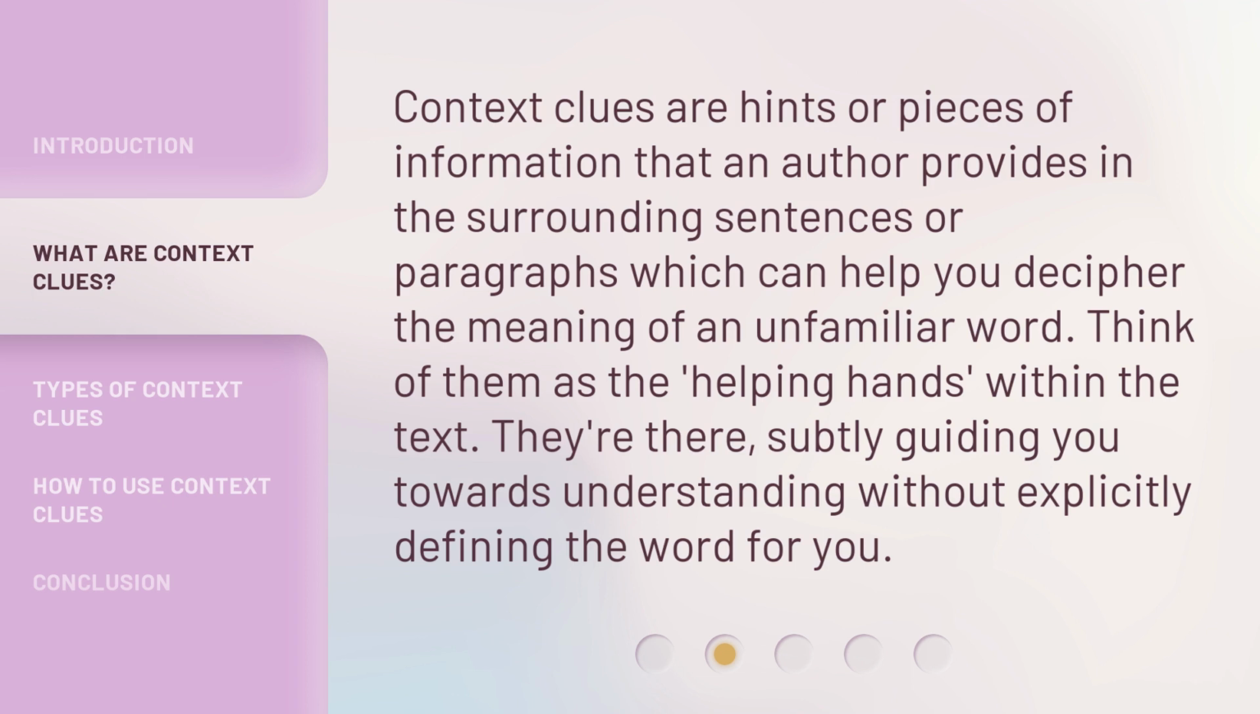Context clues are hints or pieces of information that an author provides in the surrounding sentences or paragraphs, which can help you decipher the meaning of an unfamiliar word. Think of them as the helping hands within the text. They're there, subtly guiding you towards understanding without explicitly defining the word for you.